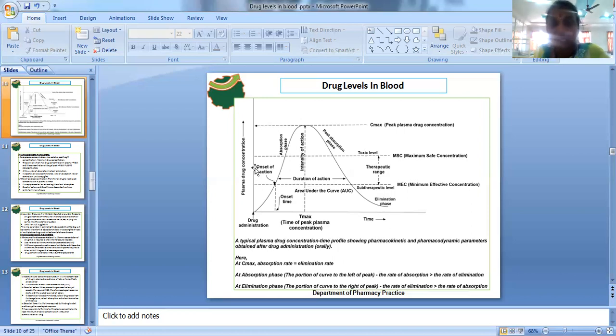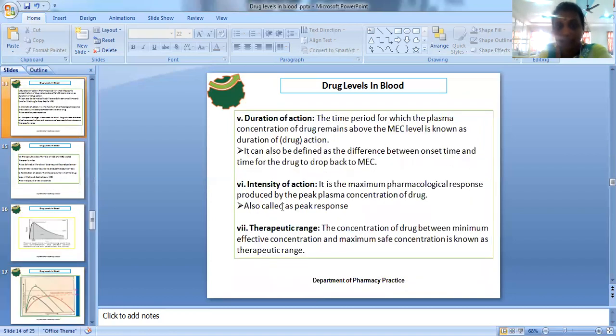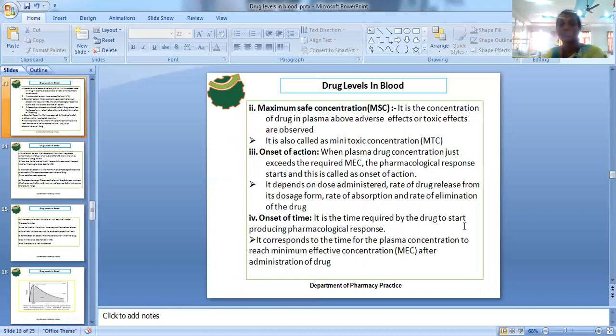And the next parameter is onset time. Onset time is nothing but the time to reach the onset of action. If you see in the graph, this point is the onset of action, and this point is the onset time. It is the time required for a drug to start producing the pharmacological response. Nothing but the time to get that onset of action is said to be the onset time.